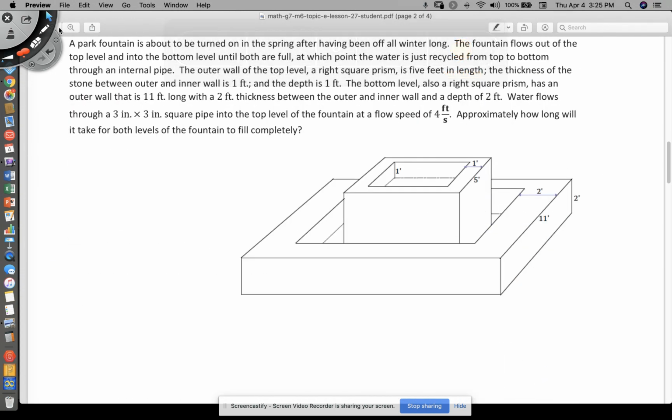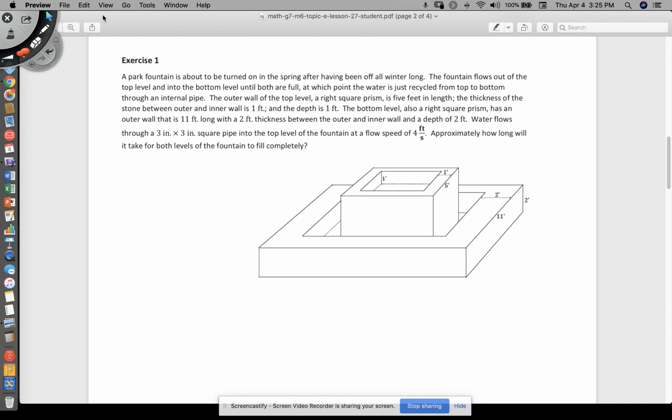So on exercise 1, I'm going to give myself some more room here and move that screen down. A park fountain is about to be turned on in the spring after having been off all winter long. The fountain flows out of the top level and into the bottom level until both are full, at which point the water is just recycled from the top to the bottom through an internal pipe.